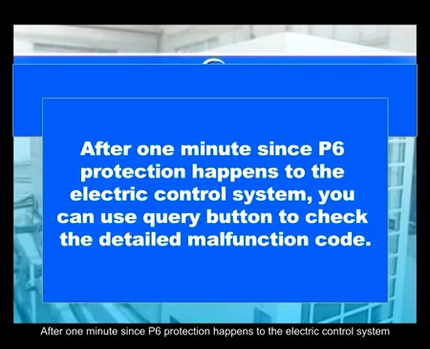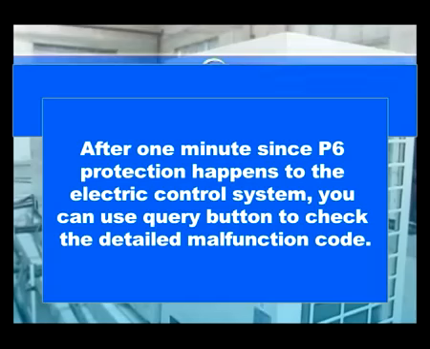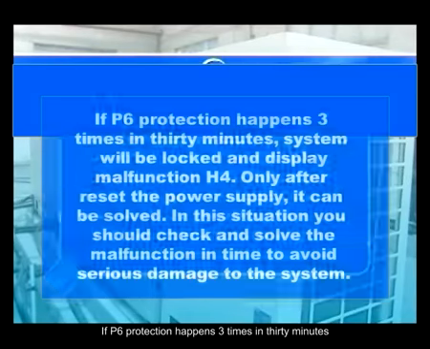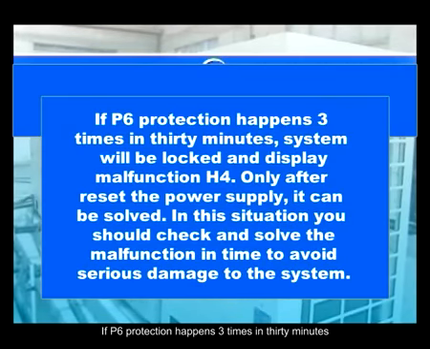After 1 minute, since P6 protection happens to the electronic control system, you can use the Query button to check the detailed malfunction code. If P6 protection happens 3 times in 30 minutes, the system will be locked and display malfunction H4. Only after resetting the power supply can it be solved.